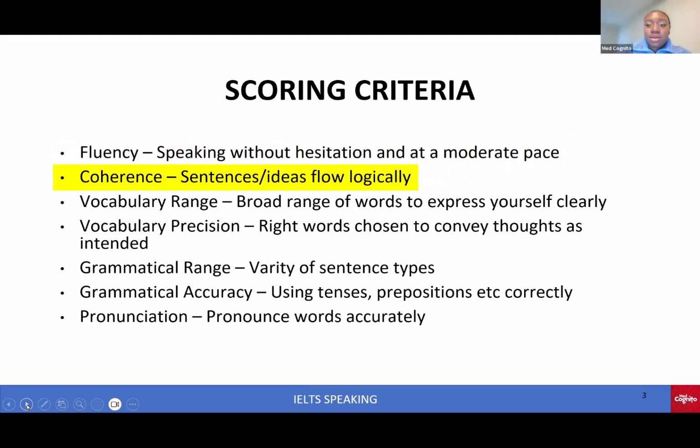The second is coherence, making sure that you have ideas that flow logically and create good sentences with good structure. The third is vocabulary range, so using a broad range of words and vocabulary to express yourself clearly and to describe your ideas. The next is lexical precision, so selecting the right words to convey the thoughts as you intend them to be received. Next is grammatical range, having a variety of sentence types so that you're able to express your ideas in different ways.